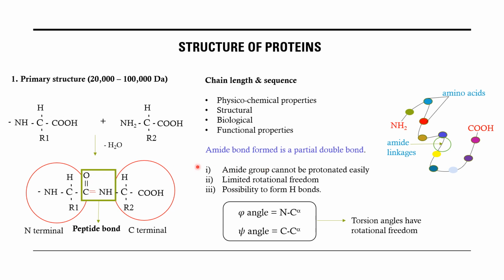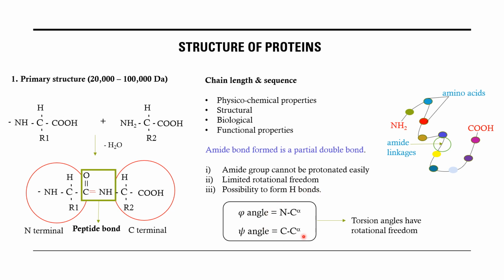This partial double bond character has several implications in terms of functional properties of proteins. First is that the amide group cannot be protonated. Second, because of this, the amide bond that is formed has limited rotational freedom. What does it mean? It means that the flexibility of these bonds is very limited, almost limited to an angle of 6 degrees.